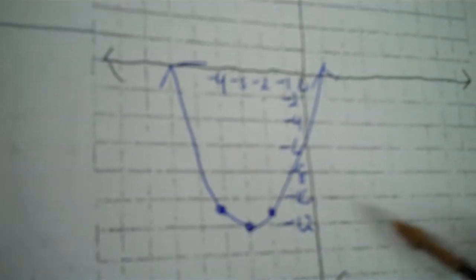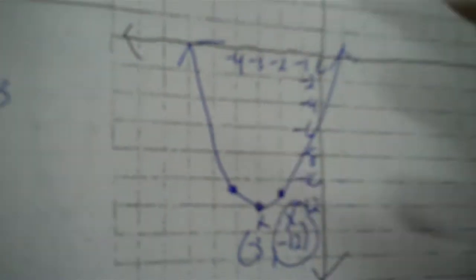And then you graph. So negative 2, negative 11. Negative 3, negative 12. And then negative 4, negative 11. Okay, exactly like we suspected, it's a U. Again, it opens upward if the a is positive.